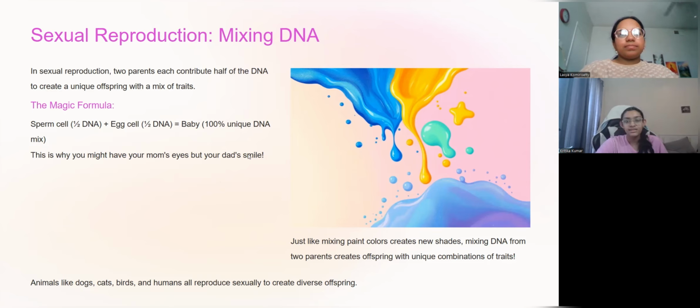Now you can also think about this as mixing paint colors to create new shades. It's almost like that, because mixing DNA from two parents creates offspring with a unique combination of traits, which we will talk about later on. Now, animals like dogs, cats, birds, and humans all reproduce sexually to create diverse offspring, like I told you about earlier. So the next time you look in the mirror and you go, "Oh, my eyes look exactly like my dad's," do think about the fact that you were born with mixed DNA.